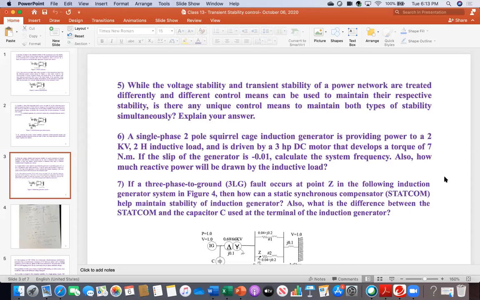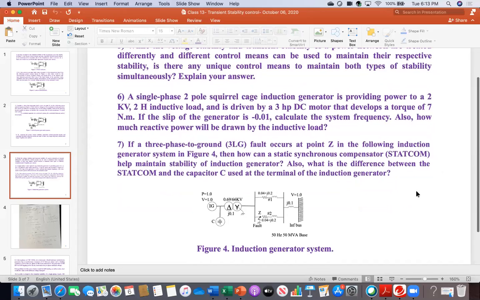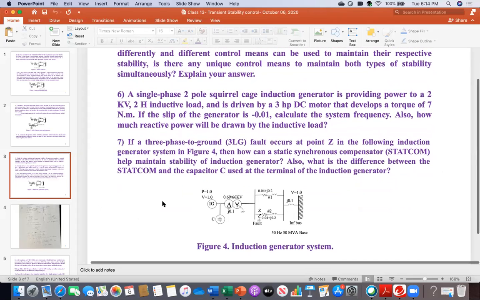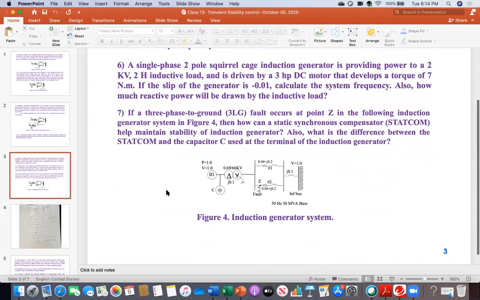Okay, let's first cover question number 7. Then there is no conceptual question today. There are several numerical problems, 6, and then another 4 problems in the next slide. Everybody read question number 7 first. A 3-phase to ground fault occurs at point J. Again, the same system. This is IG in the following induction generator system. Then how can a static synchronous compensator help maintain stability of the induction generator? Also, what is the difference between the STATCOM and the capacitor C used at the terminal of the induction generator?